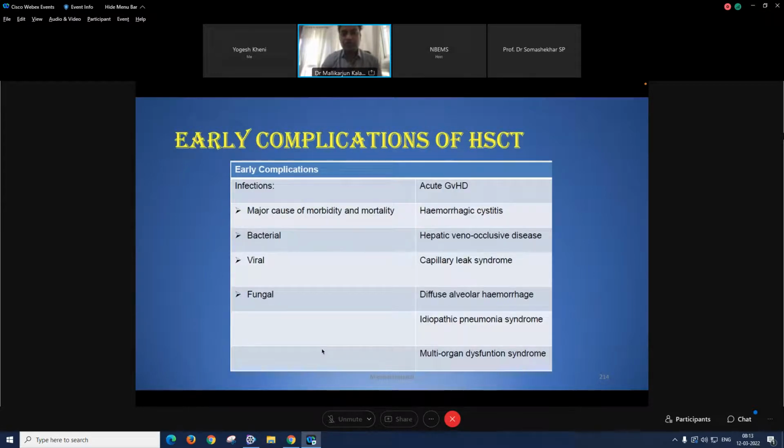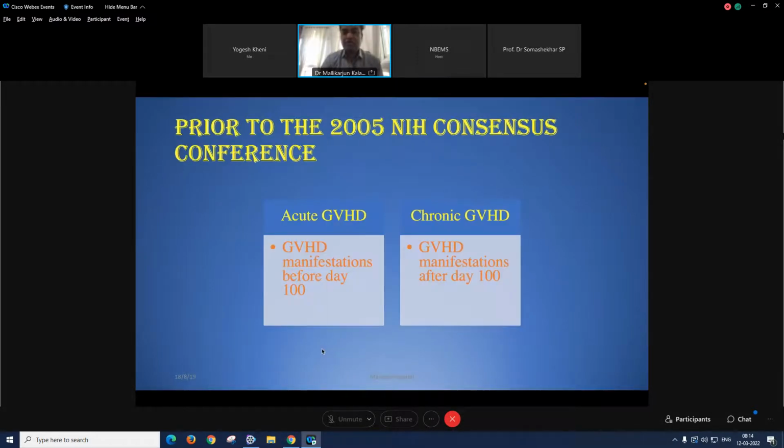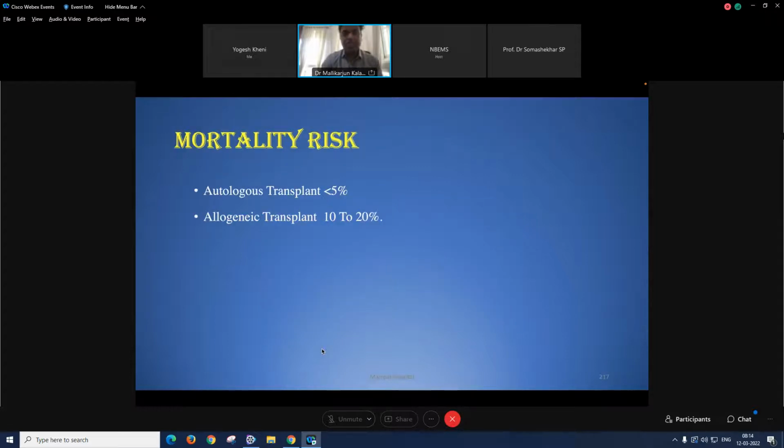So there are various complications of transplant. Again, I'm not going to go into detail, but the significant ones are major mucositis, early infections, delayed infections, graft versus host disease, organ dysfunction, and delayed complications of the transplant. GVHD is a significant problem, and chronic and acute GVHD are known. Acute GVHD typically affects the gut, the liver, and the skin. Chronic GVHD can affect various organs, and we have to treat based on the severity. People ask us, what is the mortality risk of transplant? With autologous transplantation, it's about 5%, and with allogeneic transplantation, it is about 10 to 20%.